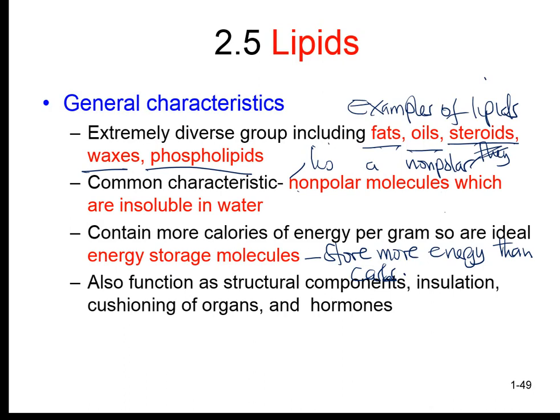So the functions of fats, we have several of them. 1, to store energy. 2, it is a structural component. 3, we use them for insulation. 4, we use them to cushion organs. 5, they are used as hormones. So you need to write down all these 5 functions of fats. I am going to ask you about that.